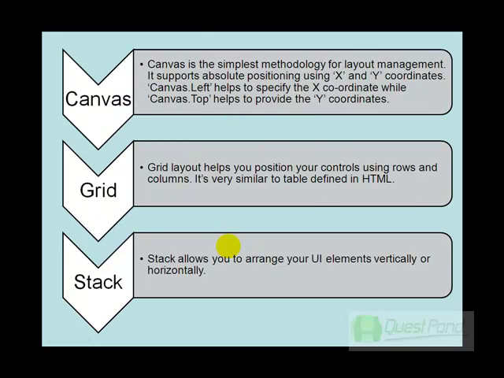One is a canvas, second is a grid, and third is a stack. So first let's start with canvas. Now canvas is basically nothing but absolute positioning. So for example, you know the X and Y coordinates where you want to place your SilverLight object. You can specify the X coordinate using the left property of the SilverLight object, and you can specify the Y coordinate using the top property of the SilverLight object.